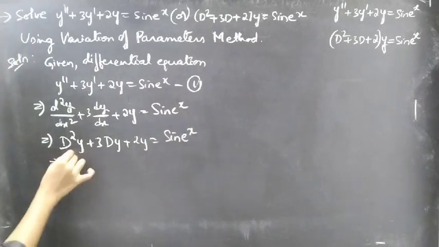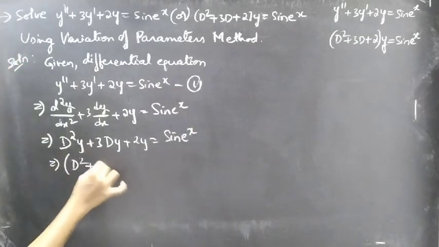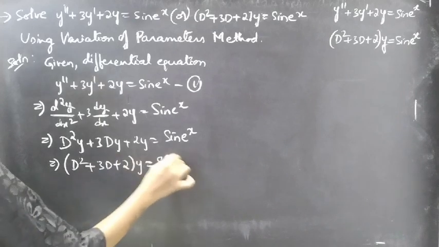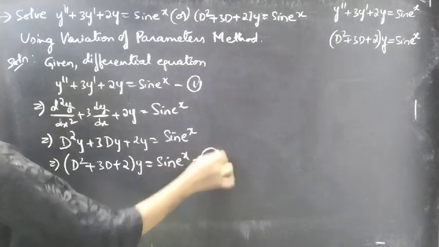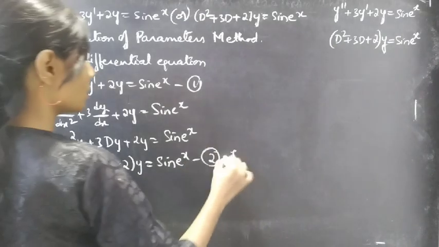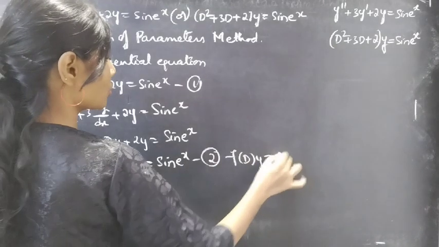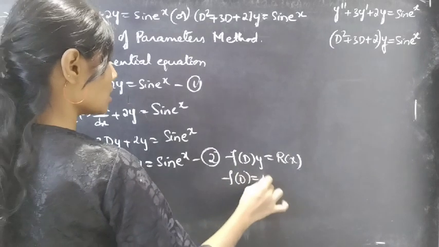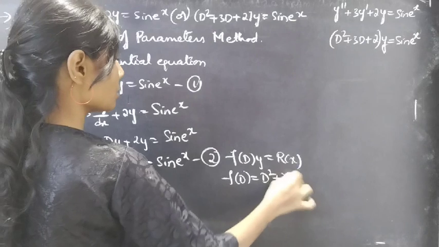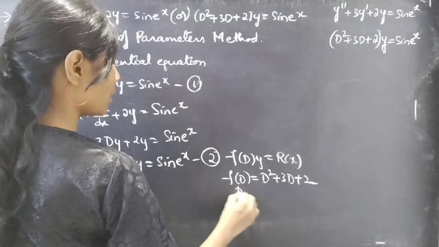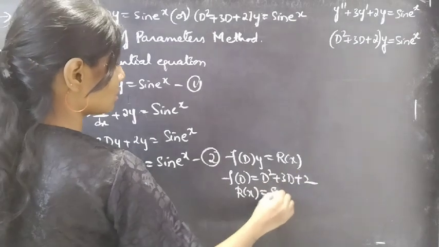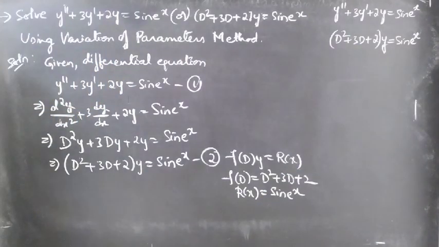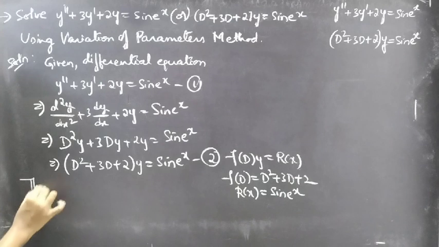Now take y common from all the three terms of LHS. We'll get (D square plus 3D plus 2) y equal to sin e power x. Consider it as equation 2, which is in operator form. So f of D into y equal to some function of x, where f of D is D square plus 3D plus 2 and R of x is sin e power x.